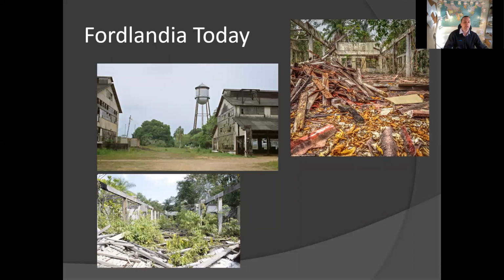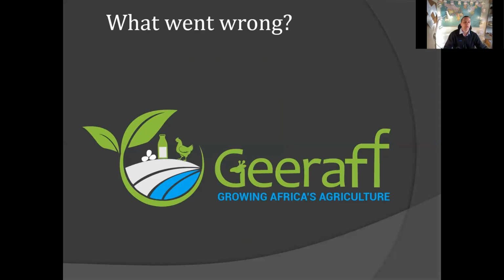And as you guessed, this is Fordlandia today. These are some of the administration buildings, the schools and hospitals, all lying in ruins. So what went wrong? Well, it's an age-old story. First of all, logistics were an absolute nightmare. There was no road network. Everything had to come in by boat, by river.